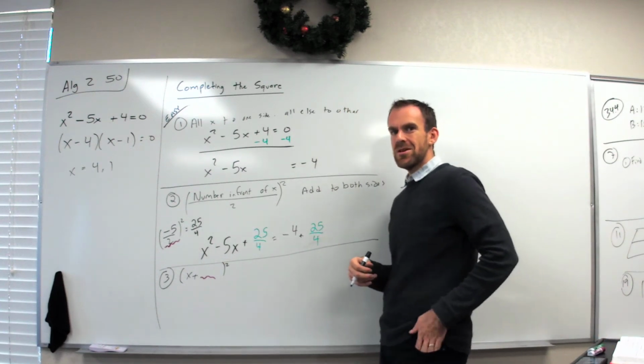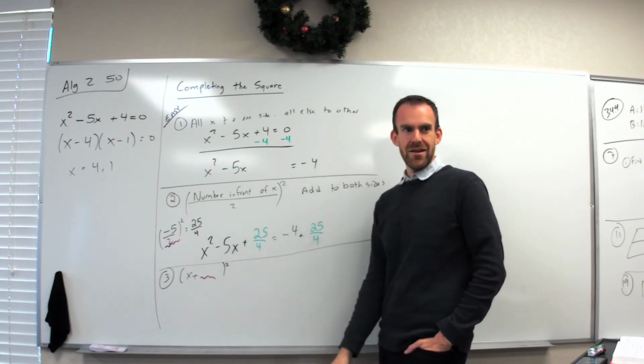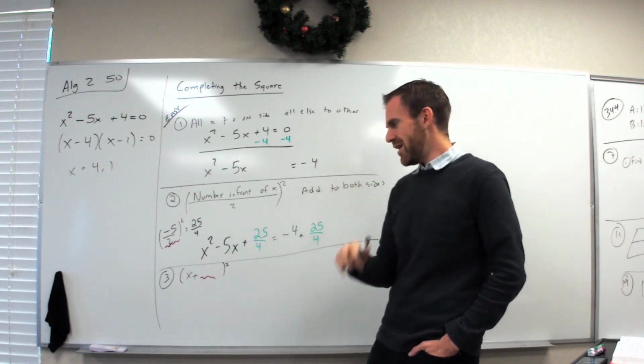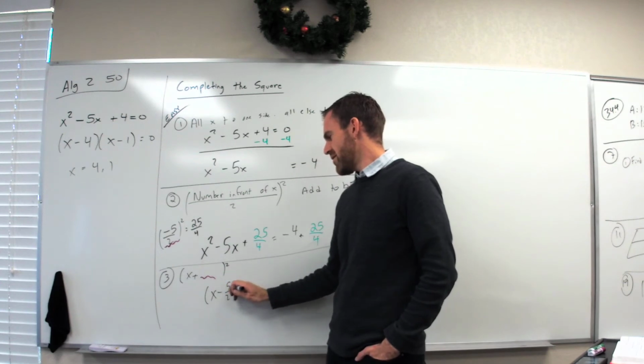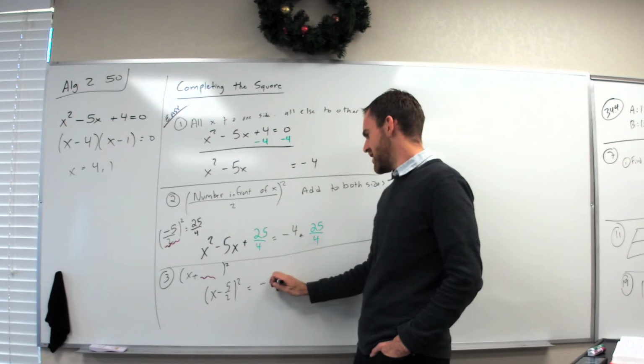Why is it called completing the square? Because we completed this square thing. This is horrible. This is the worst step ever. Okay, you ready? This is x minus 5/2 squared equals this right side.